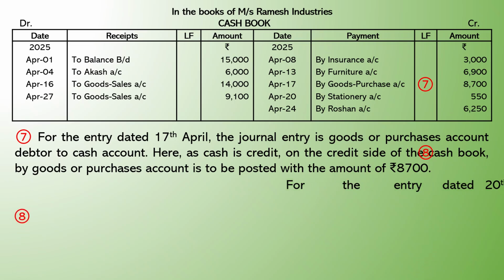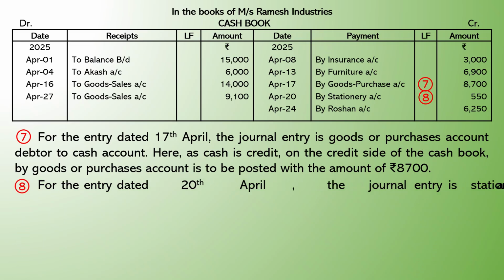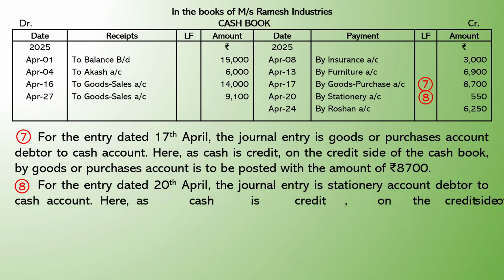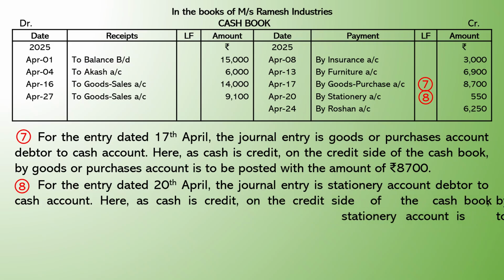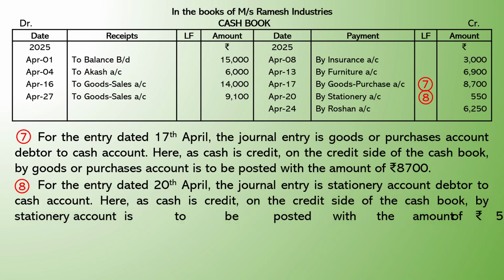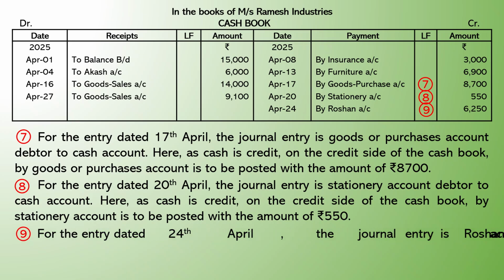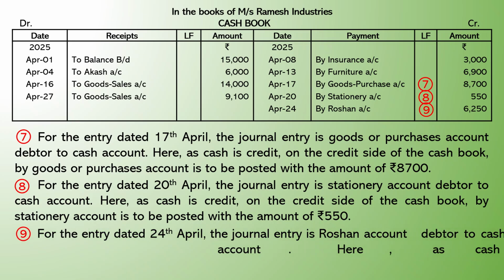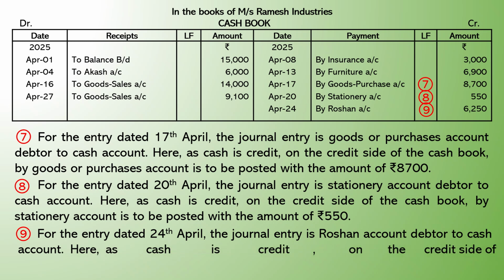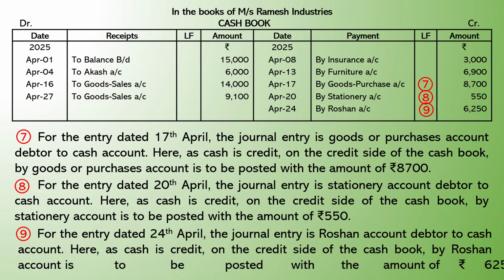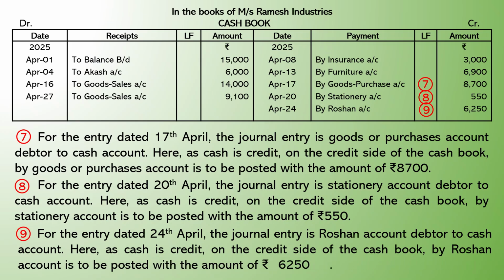8. For the entry dated 20th April, the journal entry is stationery account debit to cash account. Here, as cash is credit, on the credit side of the cash book, by stationery account is to be posted with the amount of 550 rupees. 9. For the entry dated 24th April, the journal entry is Roshan account debit to cash account. Here, as cash is credit, on the credit side of the cash book, by Roshan account is to be posted with the amount of 6250 rupees.